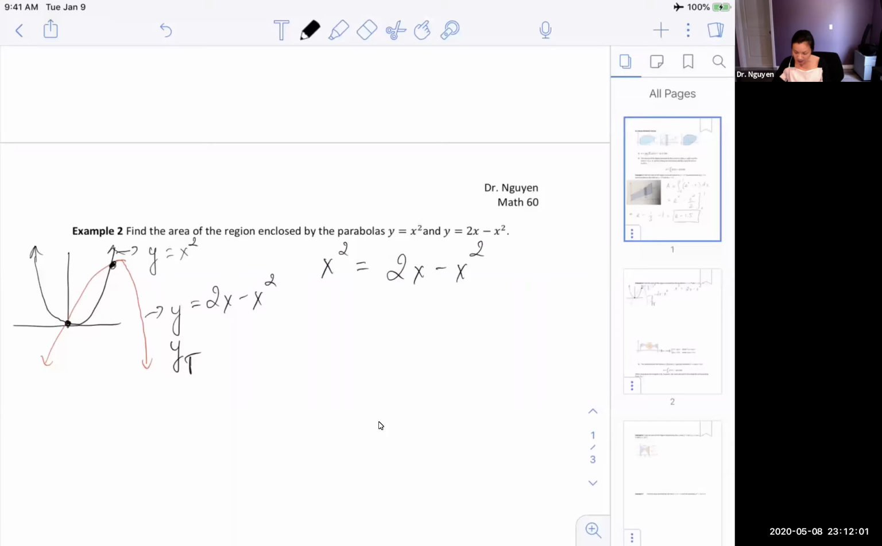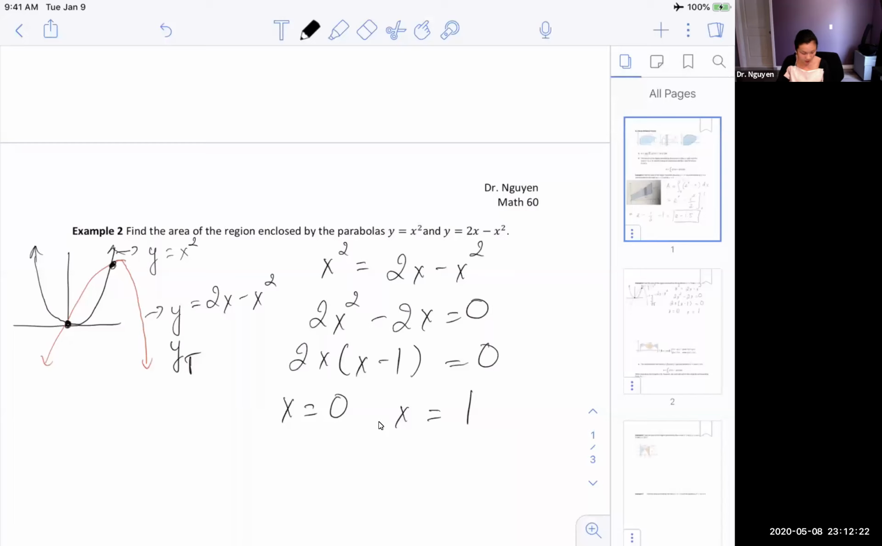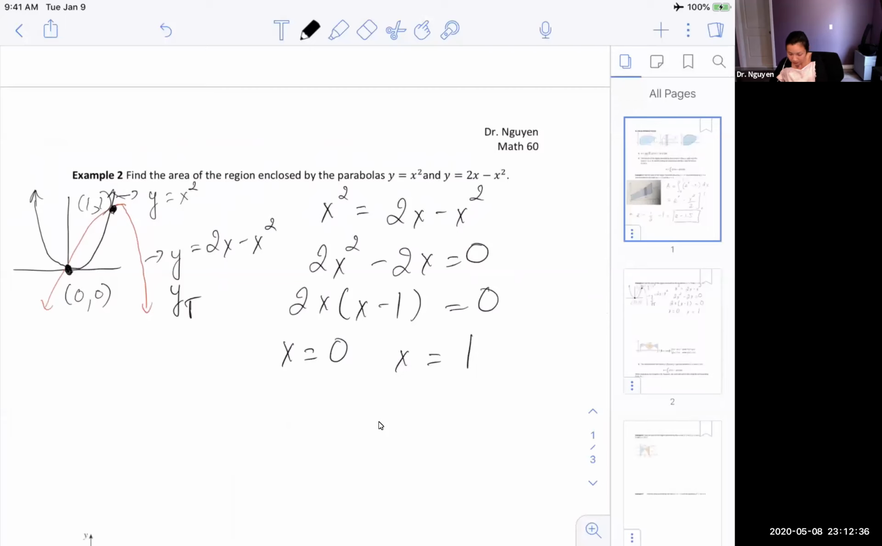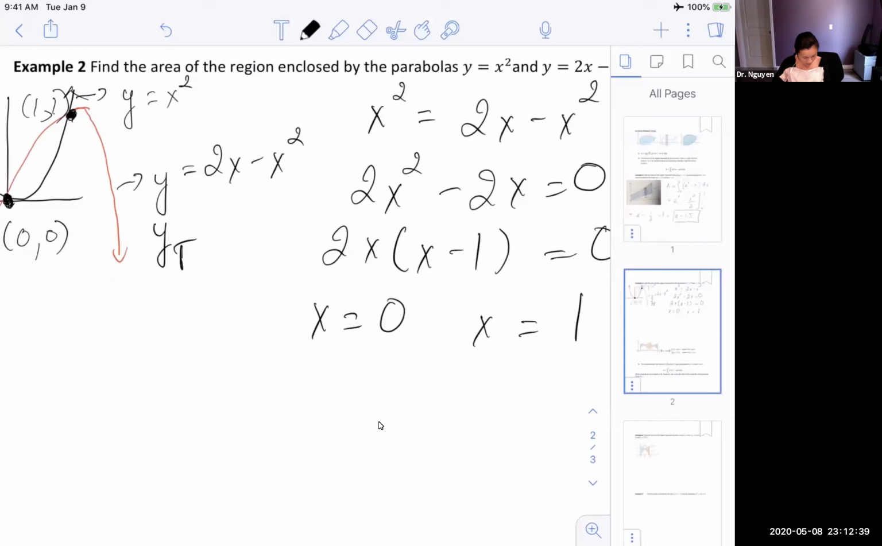Okay, and then of course you need to know how to solve it. I can just move everything over: 2x squared minus 2x equals 0. You factor it, right? So you can see that x equals 0 and x equals 1. So we know that this point right here is going to be (0, 0), and this point right here is going to be (1, 1). Okay, and then from there, we integrate.